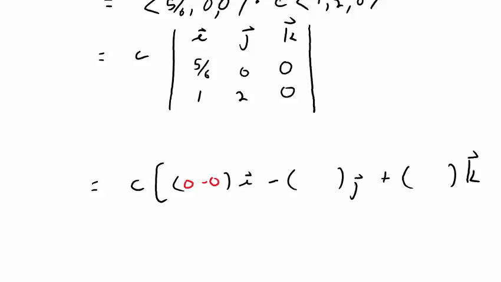And then to get the j component, cross out the corresponding column and corresponding row to j, and again you get 0. You get 5/6 times 0 minus 0 times 1. So you get 0 minus 0, or just 0. The k component is the only one that gives us something that's non-zero. You get 5/6 times 2 minus 0 times 1. And so 5/6 times 2 minus 0, which is just 5/3.